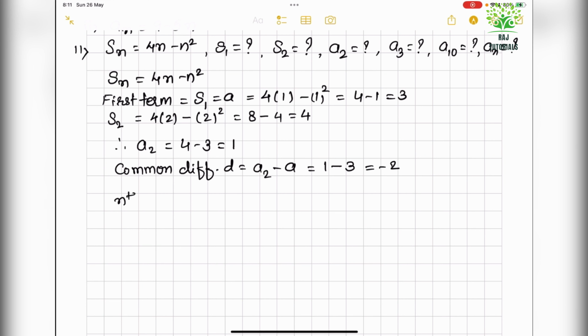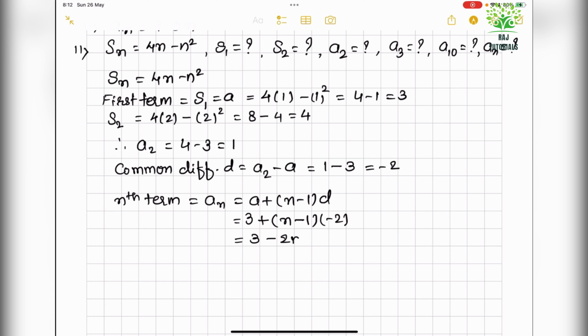Now nth term, that is an, will be a plus n minus 1 d. So a is 3 plus n minus 1 into d is minus 2. So we can say that 3 minus 2n plus 2. So 5 minus 2n. So an is 5 minus 2n.